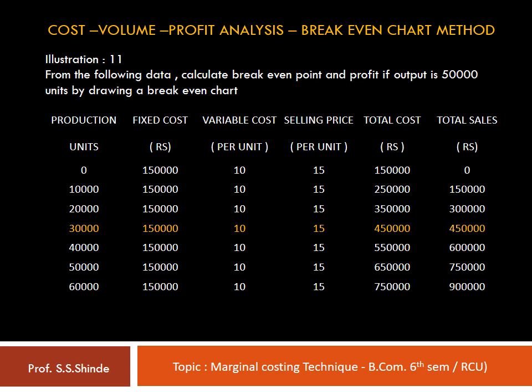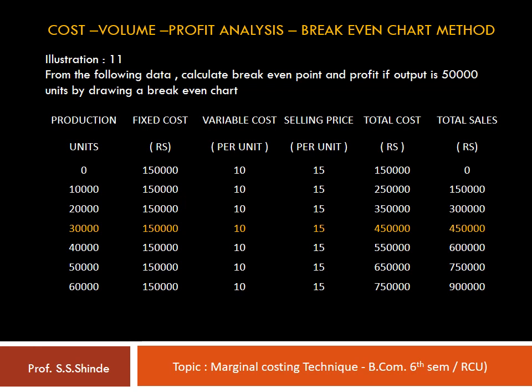Similarly, for 20,000 units produced, the total cost is 3,50,000 and the total sales revenue is 3 lakh rupees. So here, in all these cases, the total sales revenue is less than the total cost, whereby the company is incurring a loss. At 30,000 units, the total cost is 4,50,000 and the total sales revenue is also 4,50,000, indicating that this is a point where the company breaks even, where its total revenue equals total cost, where no profit or no loss situation arises.